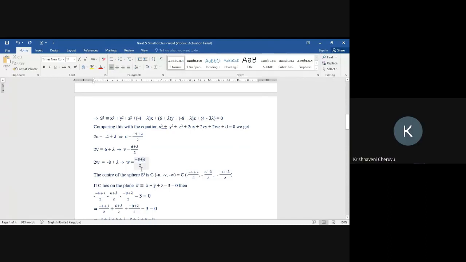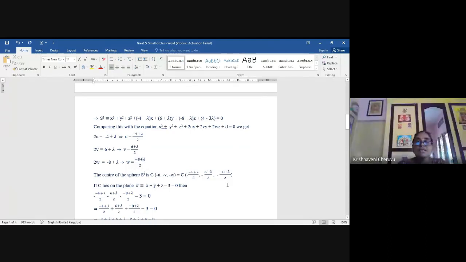This is W, so we need here minus of W. So minus of this will be minus W. So we are able to find out the sphere's center, and this sphere is the sphere passing through the given circle. So now I'm checking whether this center also lies on the given plane.